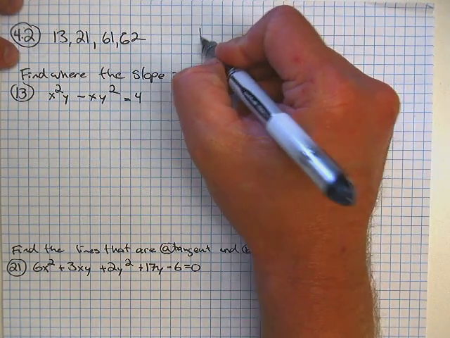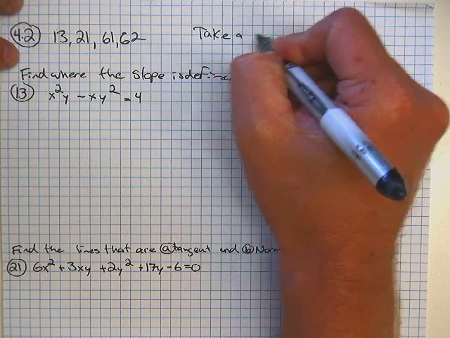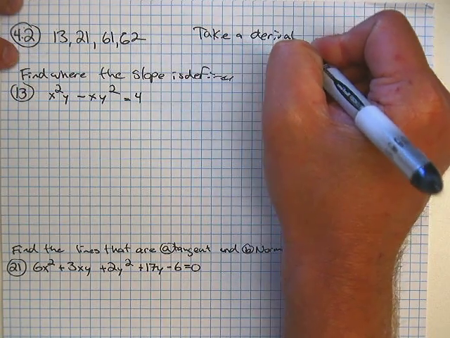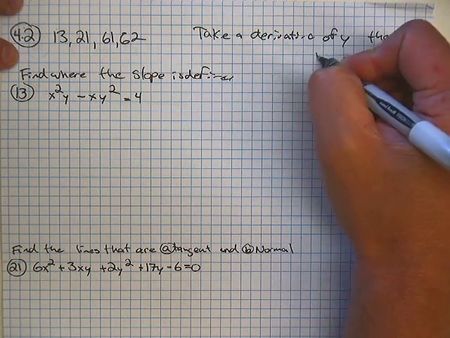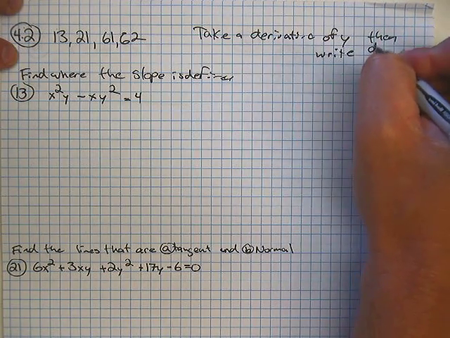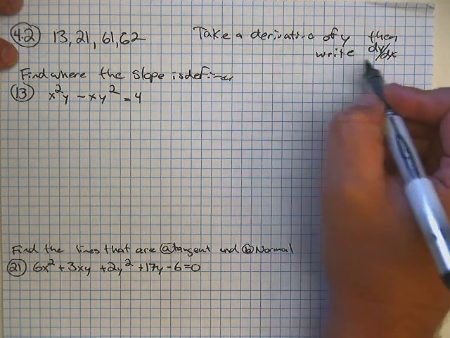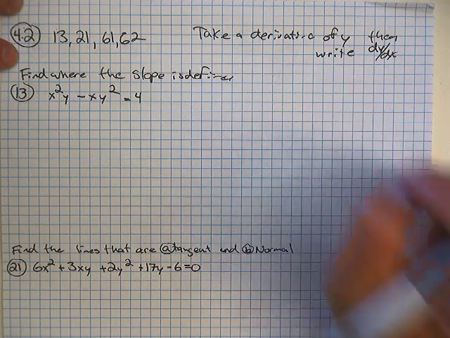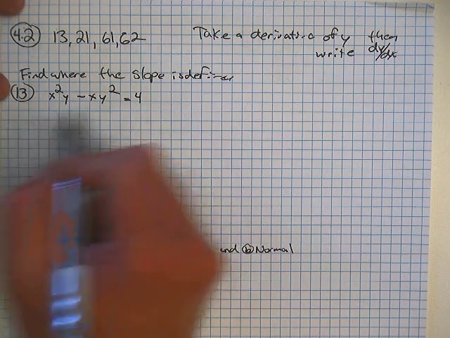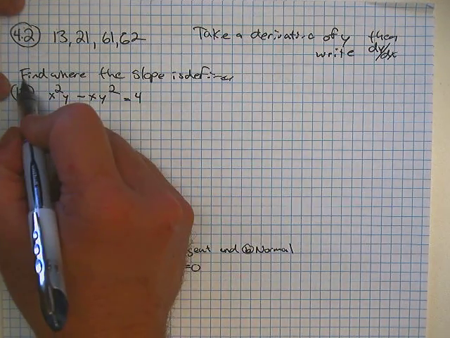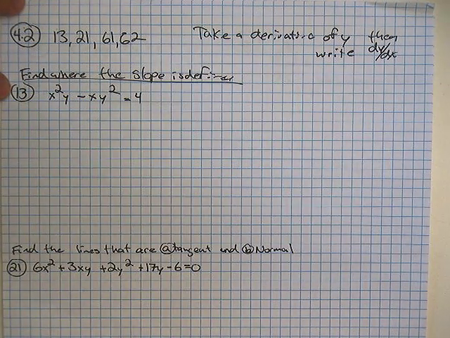Anytime you take a derivative of y, then write dy/dx. You're telling us that you took a derivative of y with respect to x. So we'll start off with our x squared y minus x y squared equals 4. This is problem number 13. The question just says find where the slope is defined.